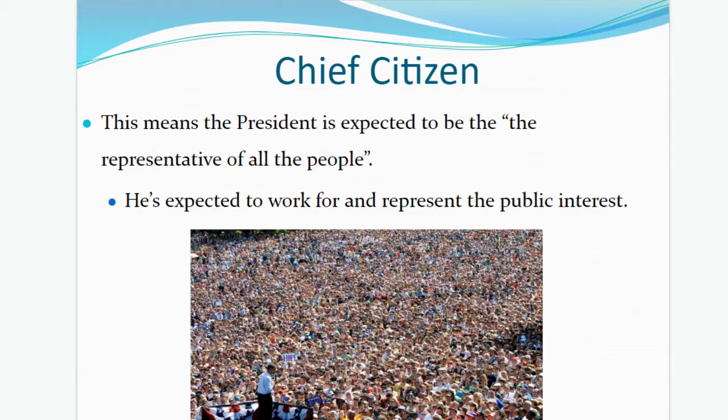But also the chief citizen, which means the president is expected to be the representative of all people. He's expected to do the work and represent the public interest, meaning the popular sovereignty, the popularity of what people are feeling, but also respecting both sides. You can't just be a president for the Democrats. You can't be just a president for the Republicans. You have to be the president of the United States and all its people.